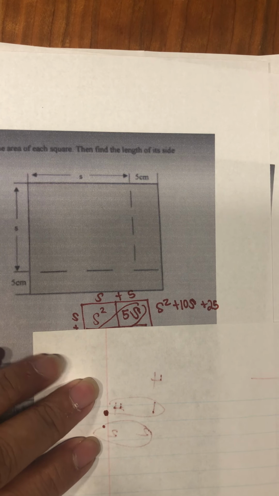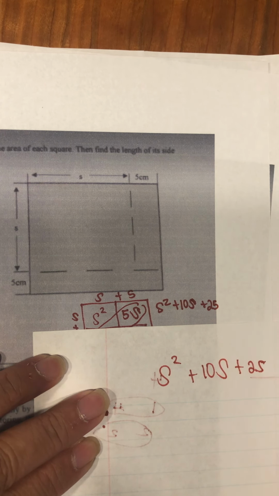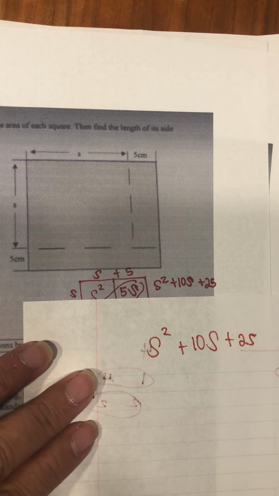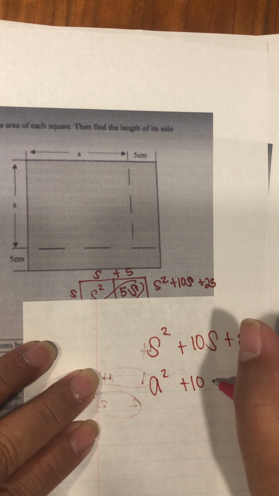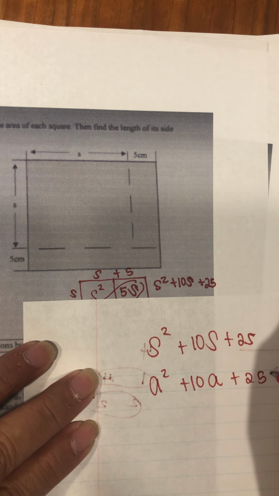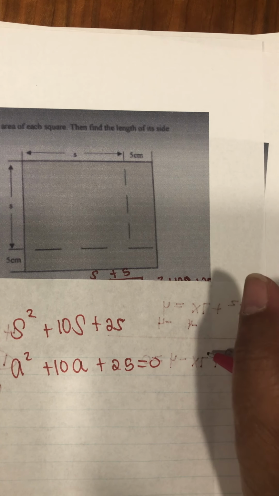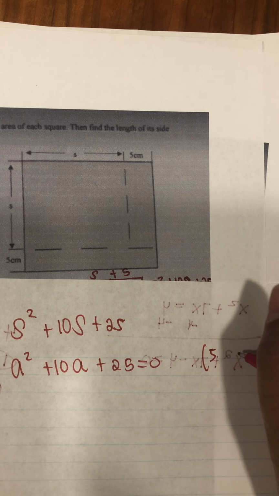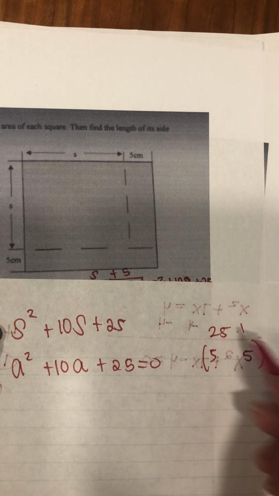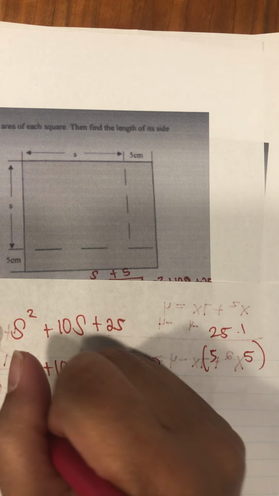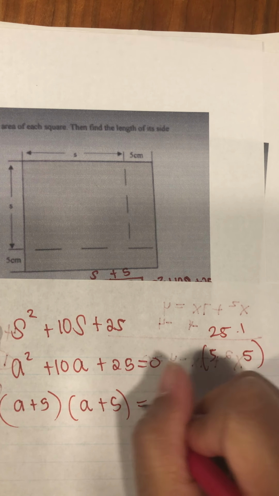Okay, so now we have s squared plus 10s plus 25. In order to avoid confusion, Keith, I'm going to use a different letter for s. I'm going to use a, so that you will not mistake it as 5. What are the factors of 25? 5 and 5. That would give me 10. I can also do 25 and 1, but that wouldn't make sense. This makes sense. So the factors would be a plus 5, a plus 5 equals 0.